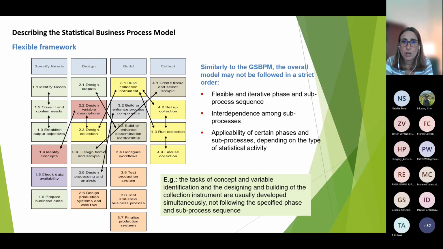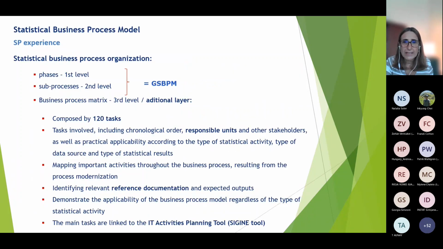I have to say that the approach and the philosophy and the design is exactly the same as GSBPM. What I can tell you concerning what we have introduced lately in the last version, whose date is from 2020 but already is being revised with some more information, is that the third layer is composed by 120 tasks, and it involves, of course, by chronological order, a number of tasks that are identified as such. Responsible units, as I told you, who are responsible for doing what, the type of activity, etc. And I will explain briefly with an example of the metrics.